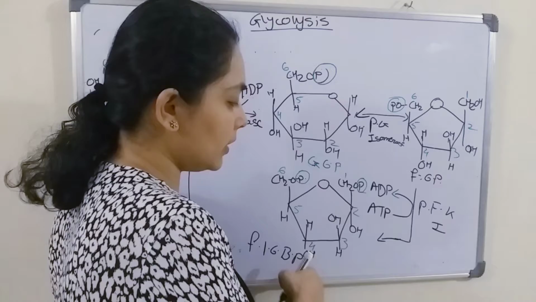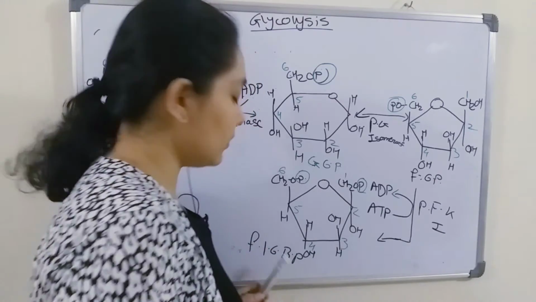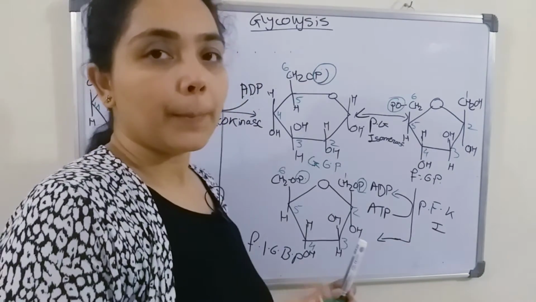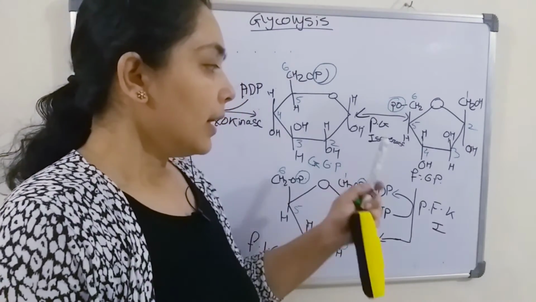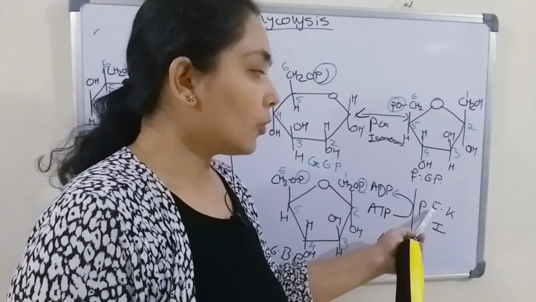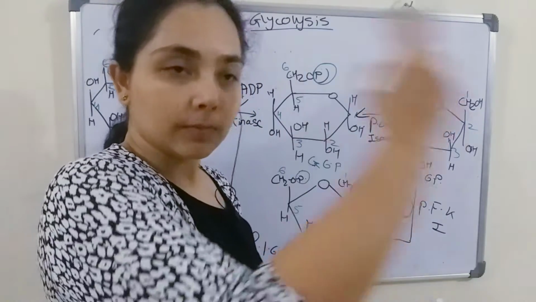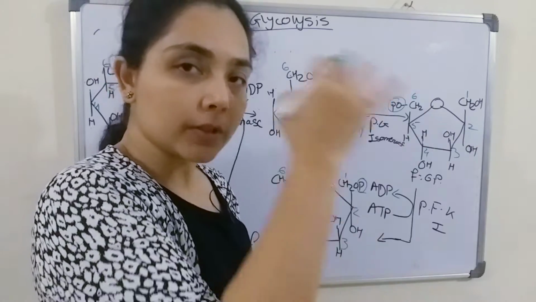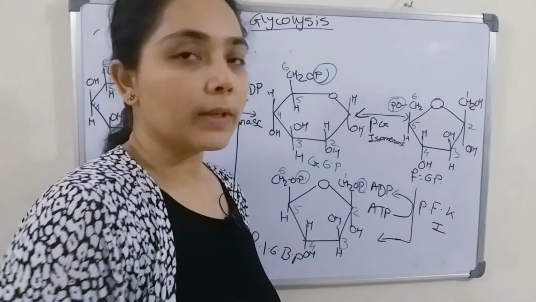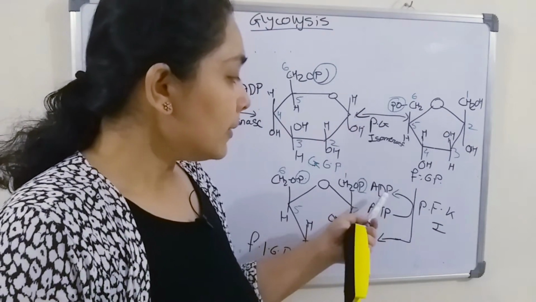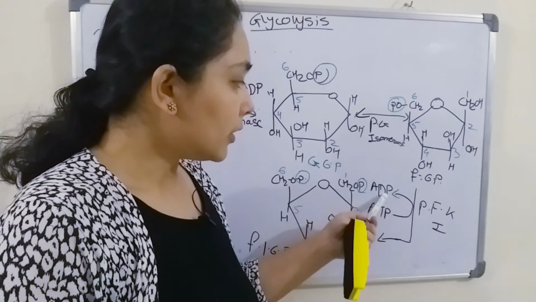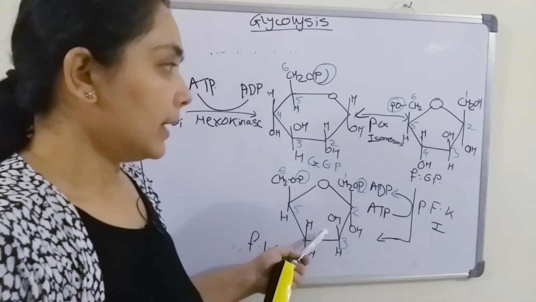So the name of the product is fructose 1,6-bisphosphate, right? The enzyme is phosphofructokinase 1. Why 1? Because phosphofructokinase 2 is also there, which is important in the regulations. You can see that in my previous lecture. ATP will convert to ADP and the phosphate group will attach here.